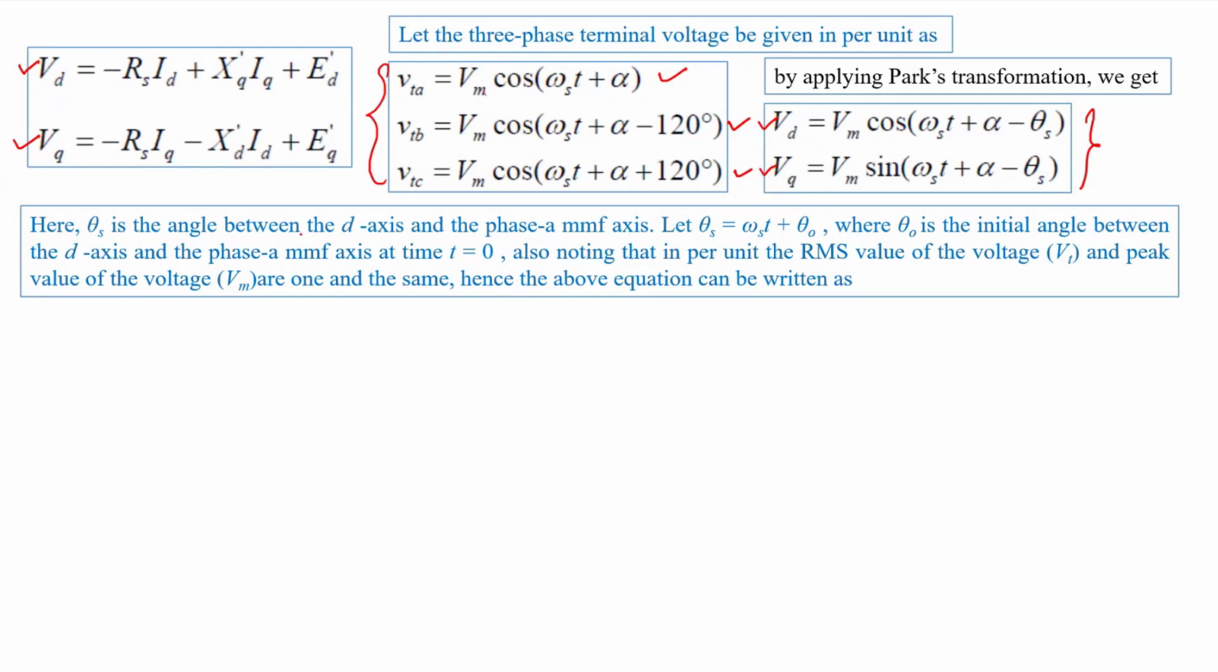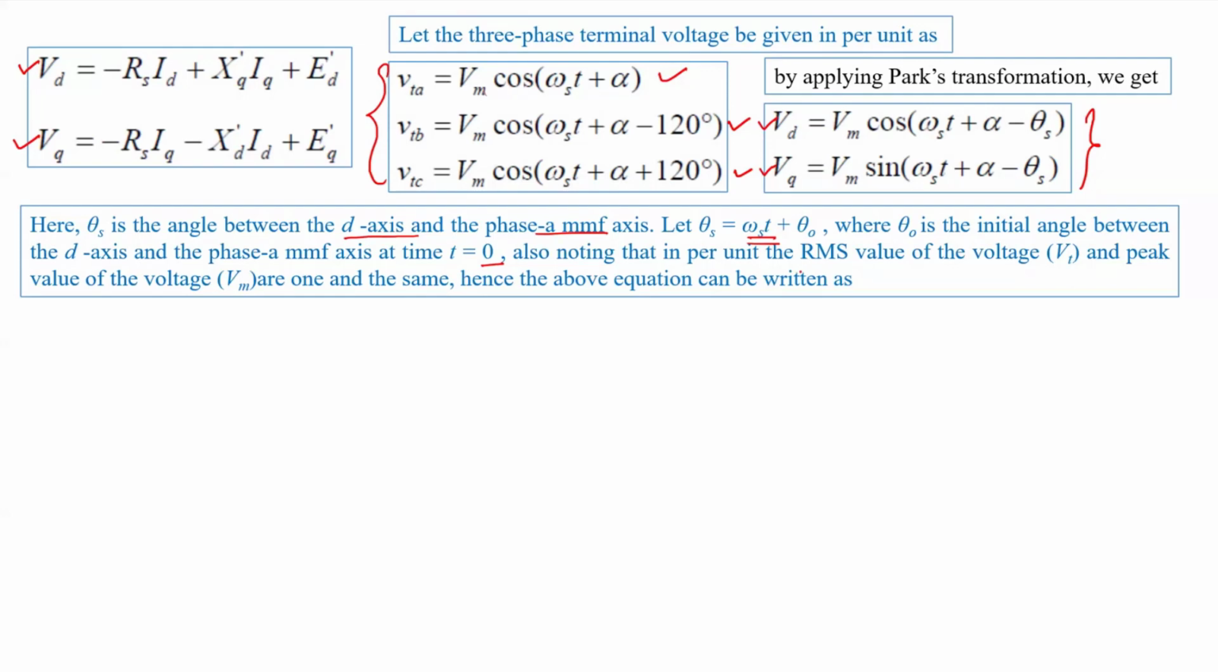Theta s is the angle between, as you already know, the d-axis and the phase A MMF axis, and we represent it as omega s t plus theta o, where theta o is the initial angle between the d-axis and the phase A MMF axis, right, at time t equal to 0.